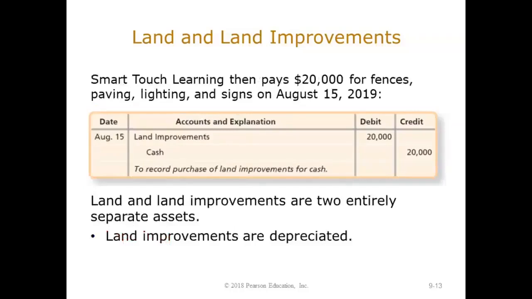So in this case, for the land improvements, Smart Touch paid $20,000 for fences, paving, lighting, and signs on August 15th. Here we're going to make a debit to land improvements of $20,000 and a credit to cash of $20,000. Now, just remember, land we don't depreciate, but land improvements we will depreciate because there are two separate asset classes.